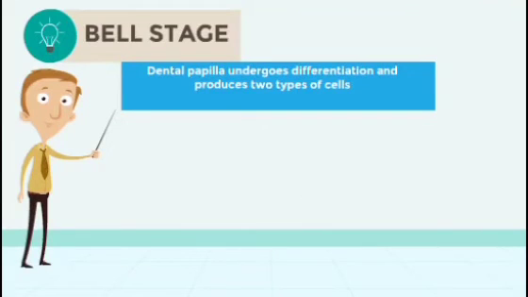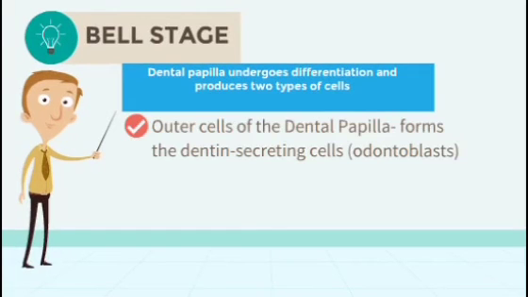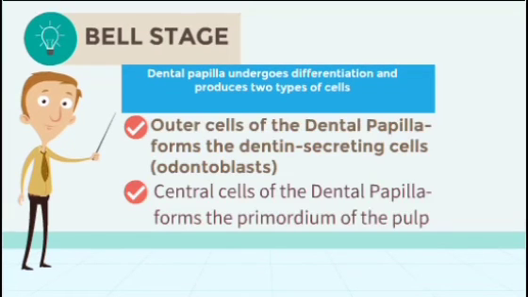Dental papilla undergoes differentiation and produces two types of cells. Outer cells of the dental papilla form the dentin-secreting cells, the odontoblasts. Central cells of the dental papilla form the primordium of the pulp.